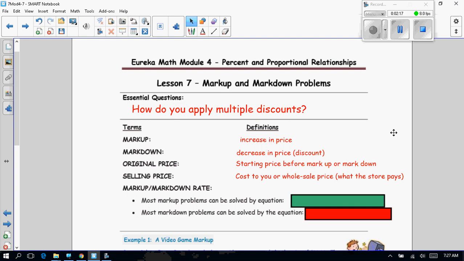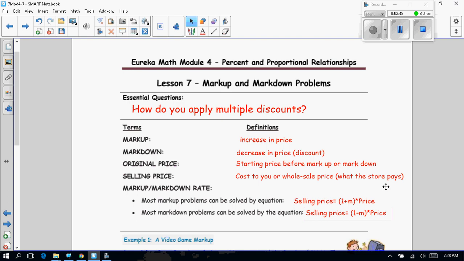Okay, so now to figure these two things out, the markup, markdown rate, there's two formulas that you have to know, okay? Most of the time you're going to use these. The selling price is equal to 1 plus M, we're going to call that the markup, whatever that percent is, times the price. Okay, that's how they figure out the markup. You're going to add 1 to it. The 1 represents one whole, or 100%. You have to pay 100% of the product plus the percent of that they're going to mark it up.